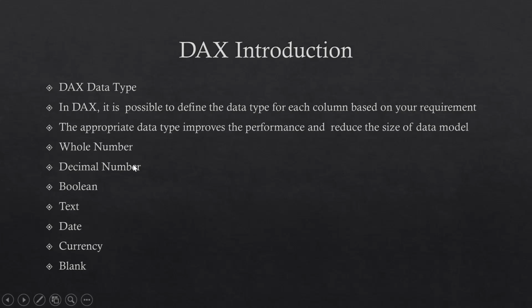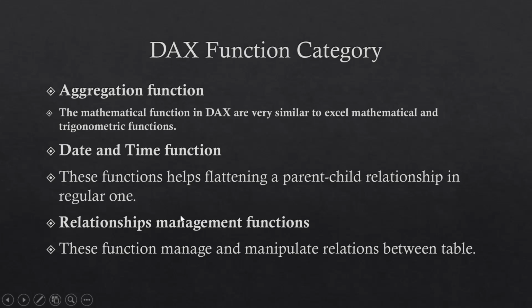The types include whole number, decimal, and boolean, which returns true or false. Decimal means values like 1.2, 1.5. Text is normal text values, date is in date format, then currency, and blank if you are looking for a null value.